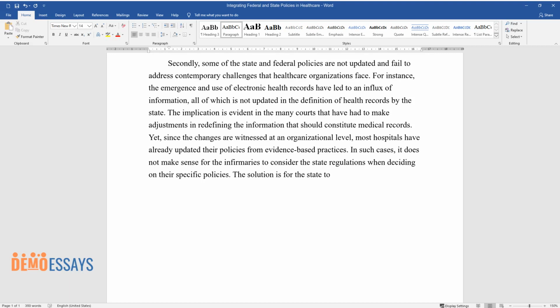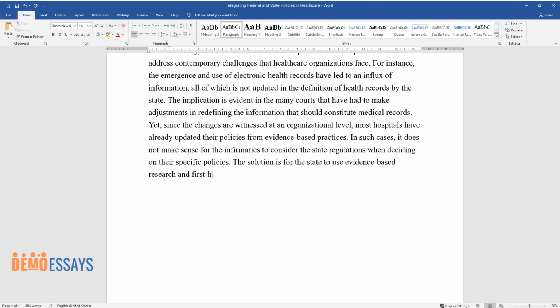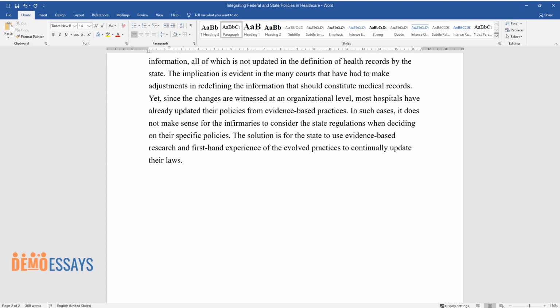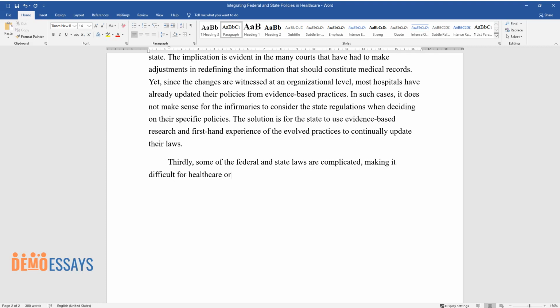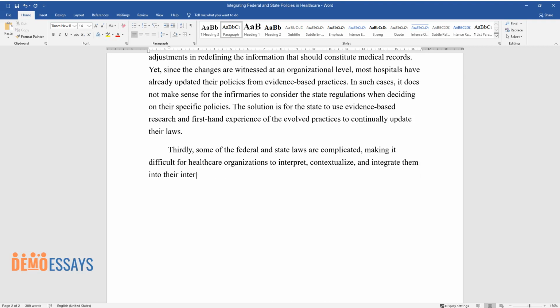The solution is for the state to use evidence-based research and first-hand experience of the evolved practices to continually update their laws. Thirdly, some of the federal and state laws are complicated, making it difficult for healthcare organizations to interpret, contextualize, and integrate them into their internal policies.